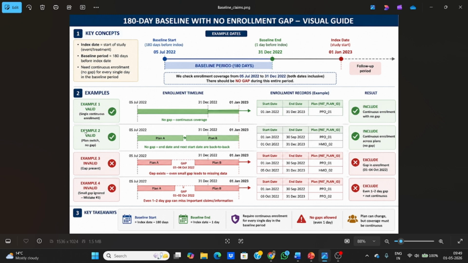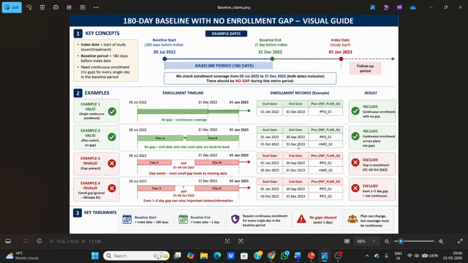Next, take the second example. So this patient is continuously enrolled from 5th July 2022 to 30th of September 2022 in Plan A. Plan ID is 1. Again, the plan ID changes from 1st of October 2022 to 31st December 2023. The plan ID changes.